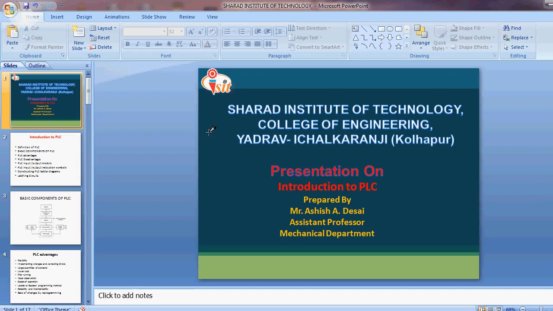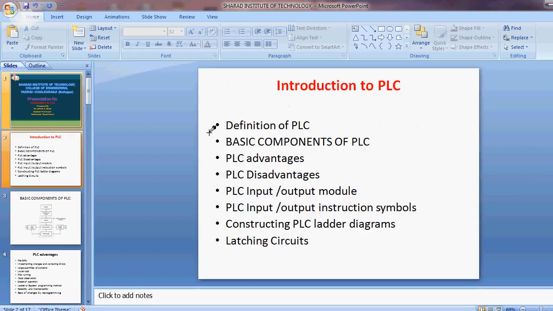First of all, we discuss the content. First, the definition of PLC; second, basic components of PLC; PLC advantages; PLC disadvantages; PLC input output modules; PLC input output instruction symbols; constructing PLC ladder diagrams; and latching circuits. In the introductory session, we describe a PLC, then we discuss the different advantages and disadvantages of PLC over other control systems.